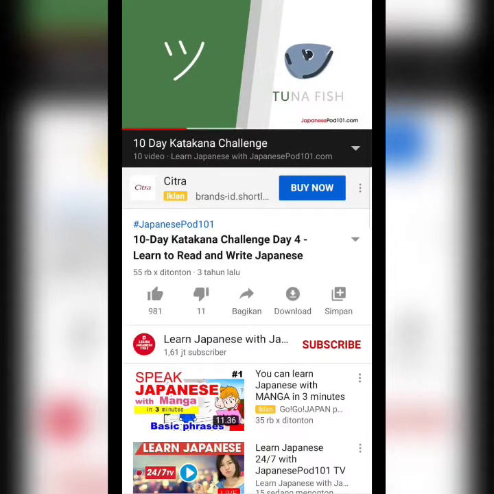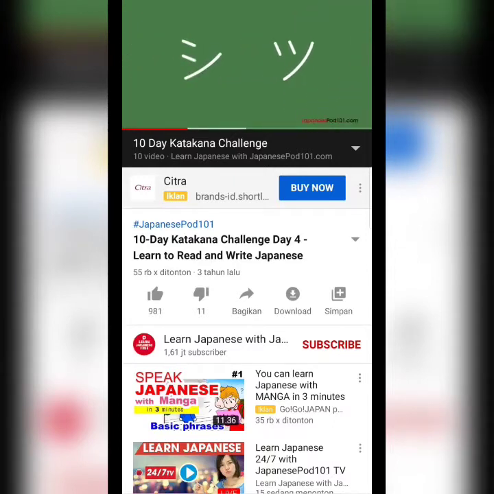Does katakana tsu remind you of katakana shi? They look very similar, don't they? Here's a great way to figure out which one is which. Just remember the strokes of their hiragana counterparts.